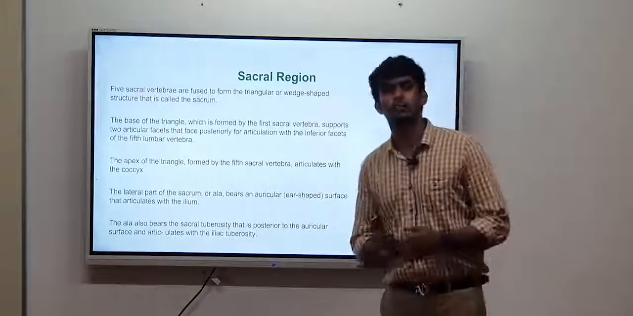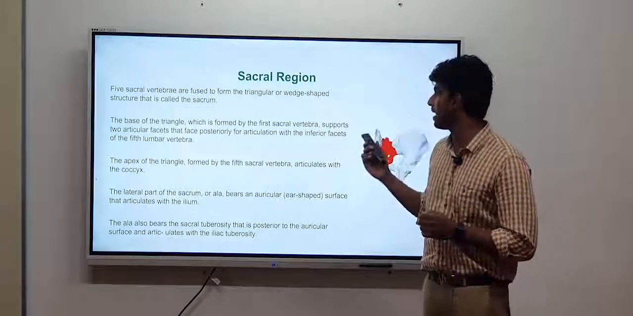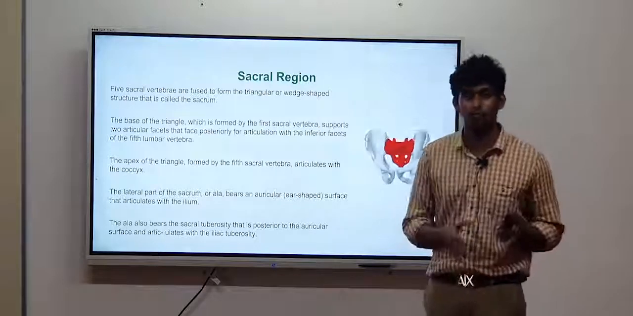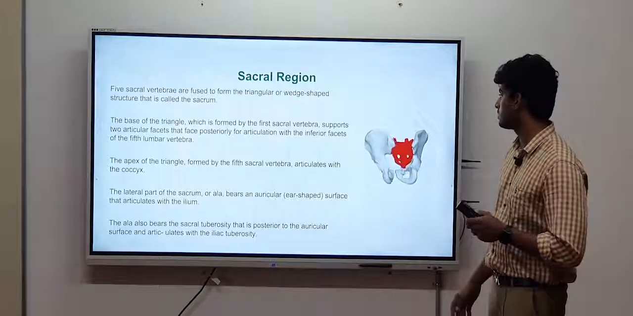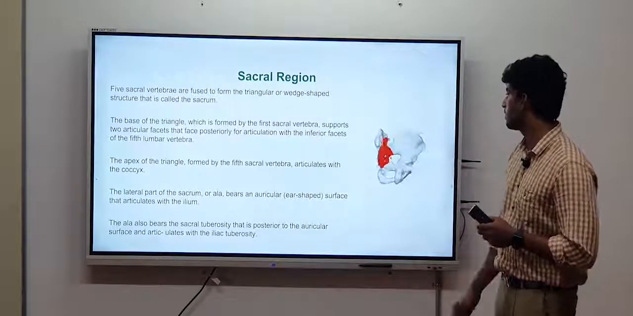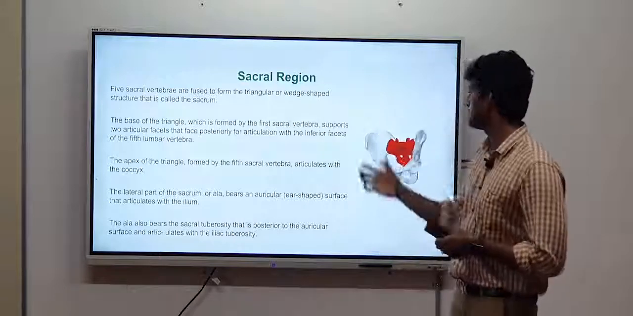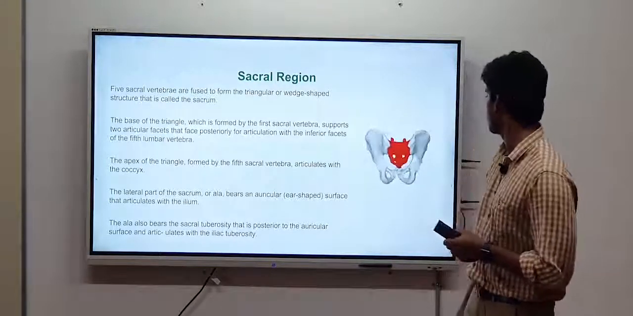And now I am going to discuss the sacral region. Sacral region vertebrae are fused to form a triangular or wedge-shaped structure. It is called the sacrum. You can see the sacrum here. The base of the triangle, which is formed of the first sacral vertebra, supports two articular facets that face posteriorly for the articulation with the inferior facet of the fifth lumbar vertebra.